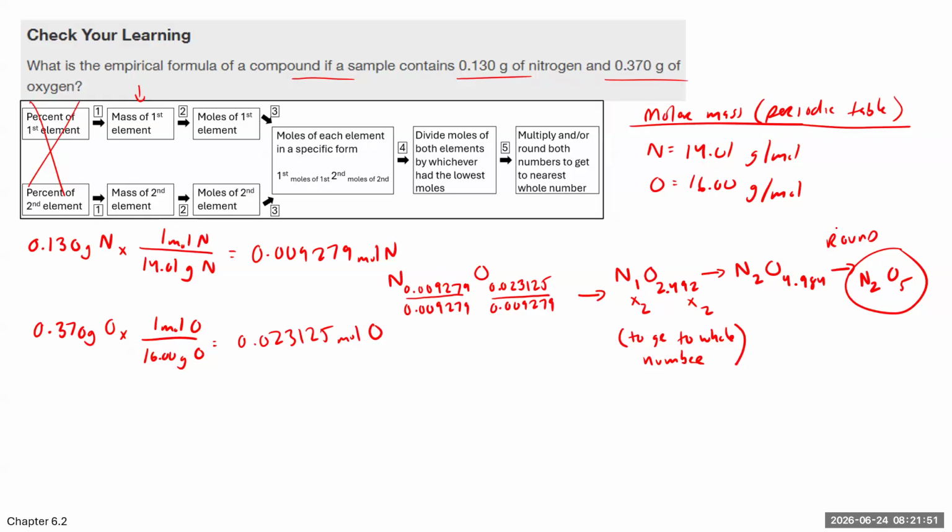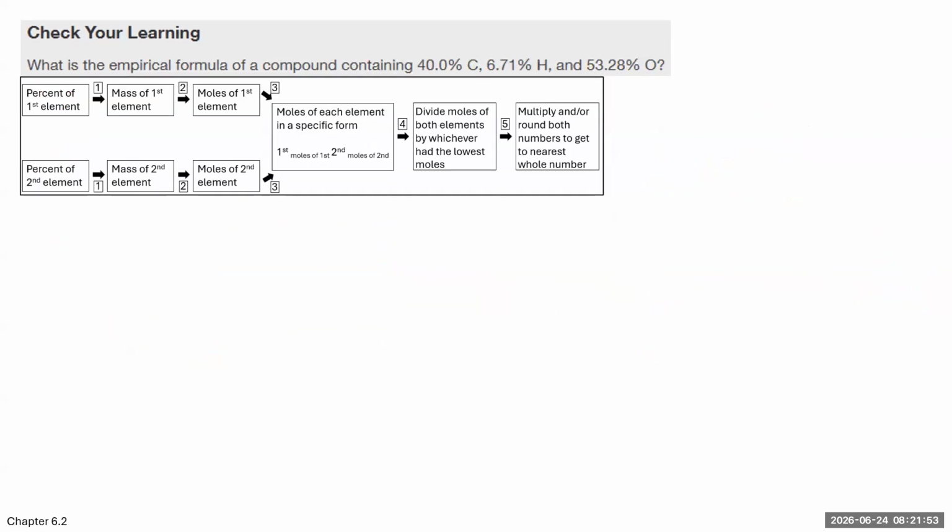All right, let's do a last one here. What is the empirical formula of a compound containing this many percent? And now there's 3 things, so it's getting a little more complicated. Let's check it out. All we have to do now is add a third element. Then we go to the mass, then we go to the moles, and then we just combine them here, and everything's exactly the same. So let's try it.